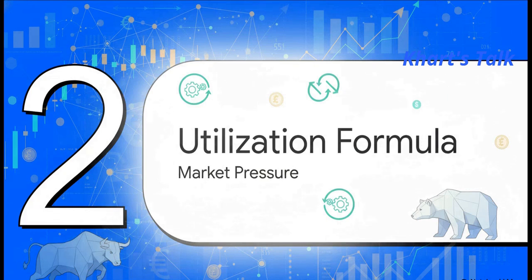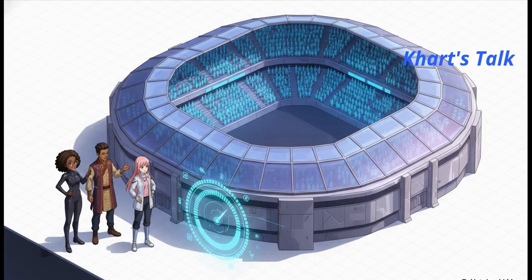Moving right along to step 2, the key utilization formula. This is where the magic happens. It's a super simple formula. You just divide the current active positions by the maximum allowed and multiply by 100. That gives you a clear percentage of utilization. If you know how many seats are filled and divided by the total stadium capacity, you get an instant read on exactly how crowded a trade is getting.